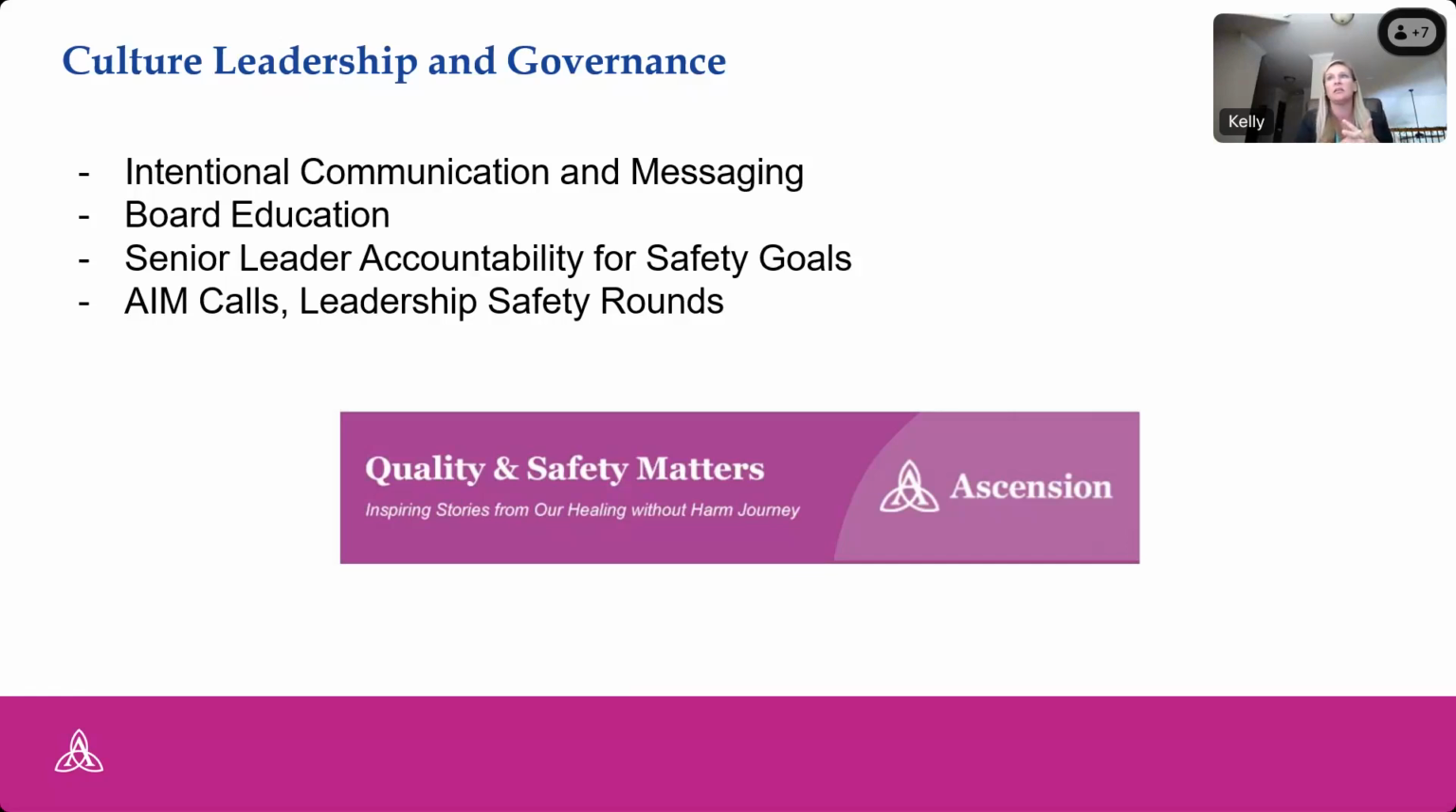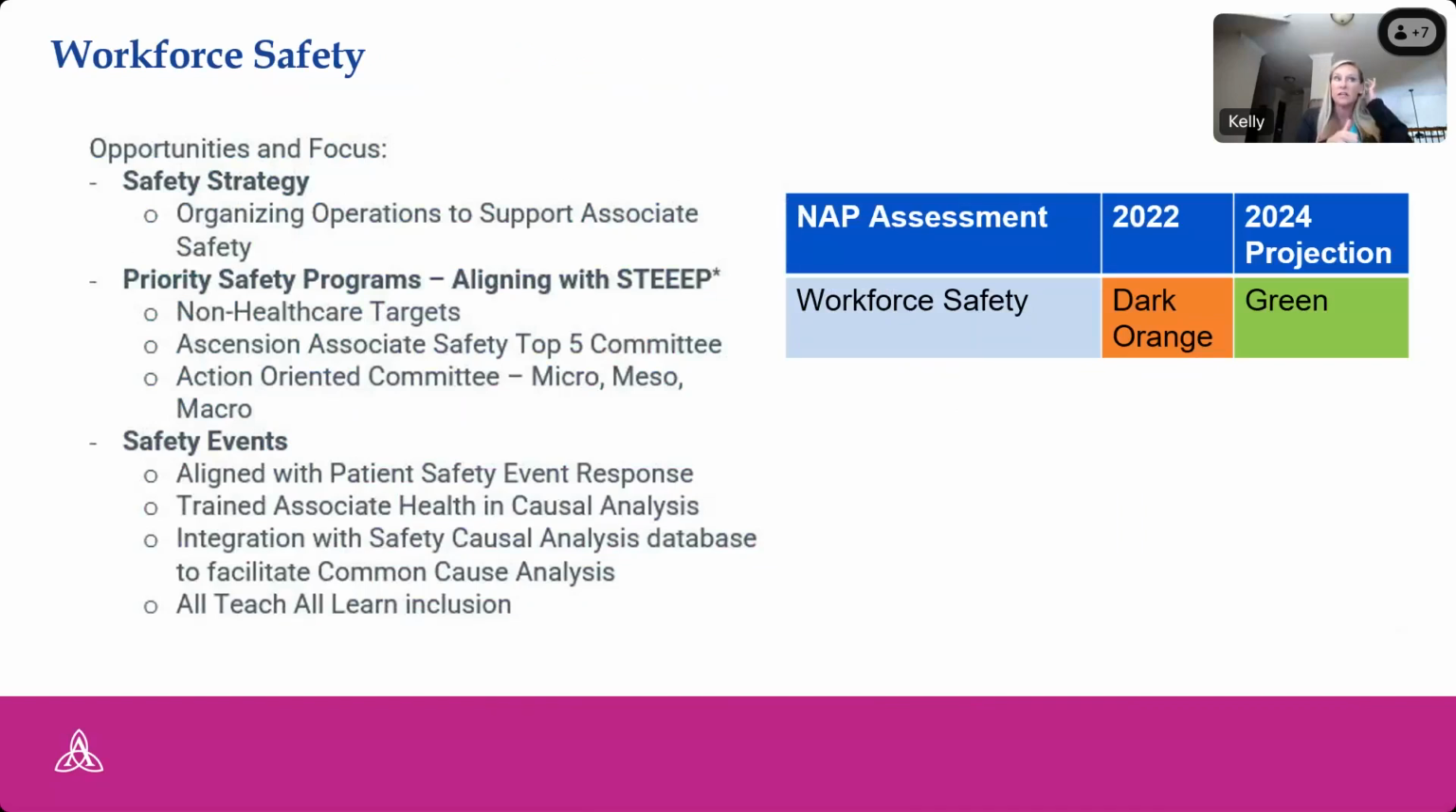On the next slide, in the patient, family, and workforce safety, you'll see that in 2022, we were in the orange, so in that making progress range. Our projection, we're in the process of doing the second self-assessment for our organization now, so you'll see some movement here as a result of some of the opportunities and focus areas. So we have built associate safety in alignment with our STEEP framework for quality and safety. So as we think about safe, timely, effective, equitable, patient-centered, how are we building associate safety into each of those pieces of quality and patient safety?